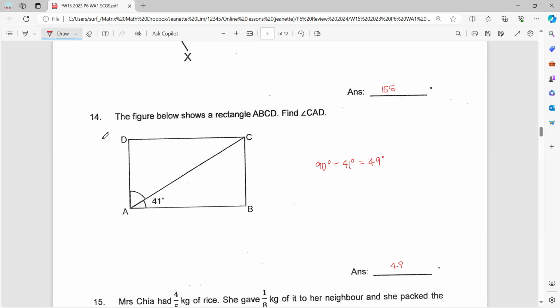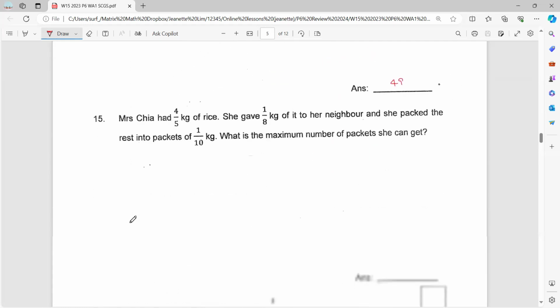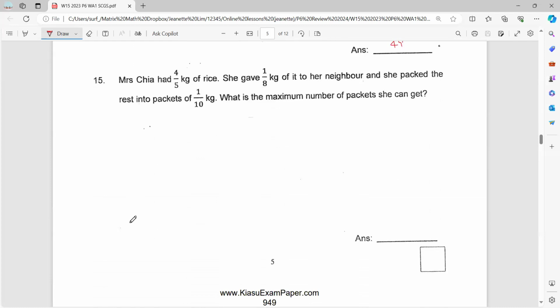Okay, then question 15. Mrs. Chia had 4/5 kg of rice. She gave 1/8 kg of it to a neighbor, and she packed the rest into packets of 1/10 kg. What is the maximum number of packets she can get? Okay, so the total is 4/5. She gave some to the neighbor, and then she packed the rest into packets. So to find out how much she packed, let's take away what she gave to the neighbor.